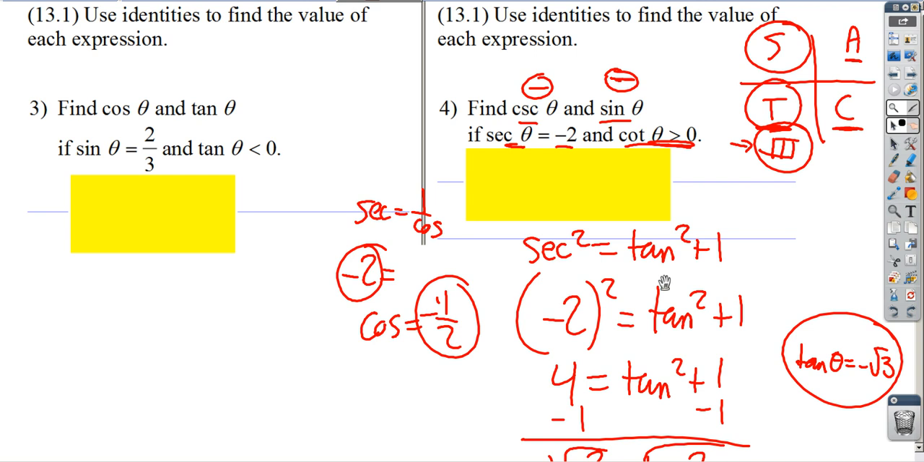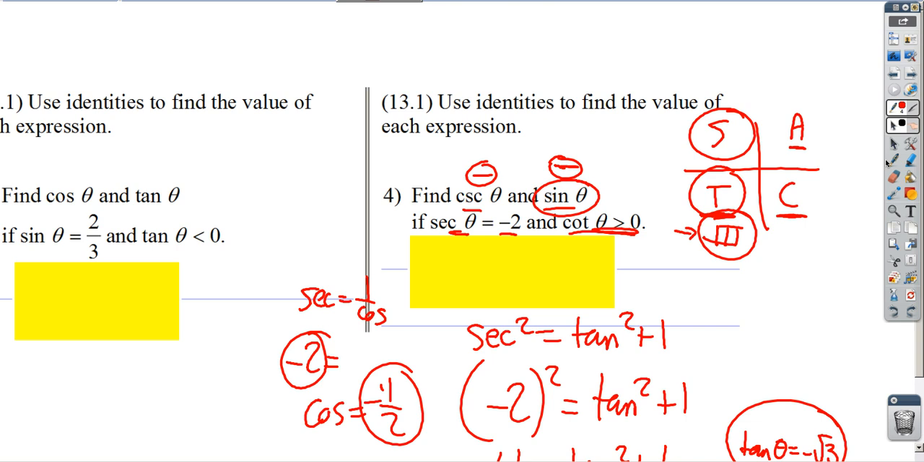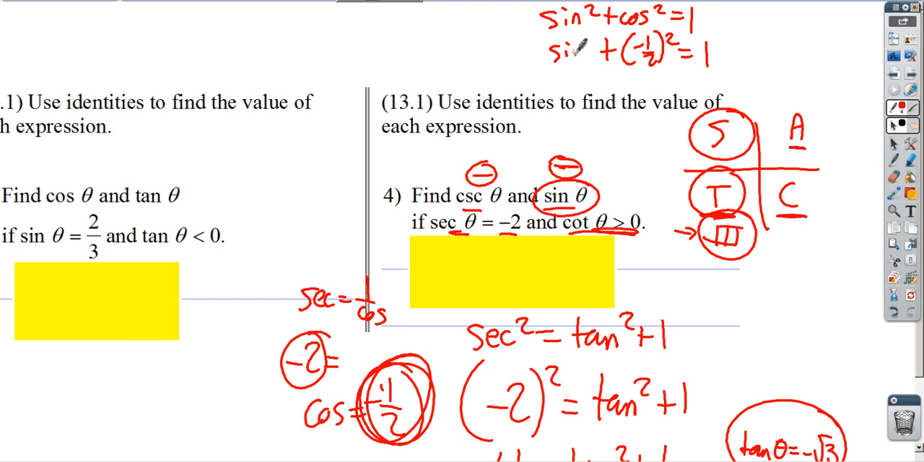So we know cosine. By the way, here's another way we could have told. We were being asked to find sine, and so we're going to want to use the identity that has sine in it, which is this one right here. It's the one that we use all the time. So sine squared plus cosine squared equals 1. We just found cosine down here. It's -1/2. Okay, so we will plug this in.